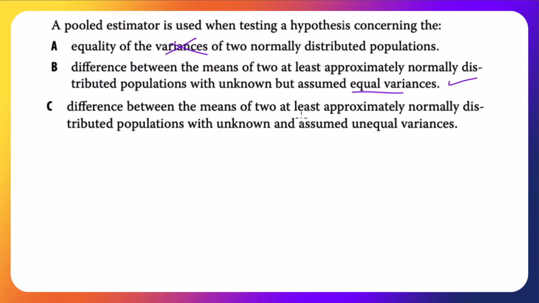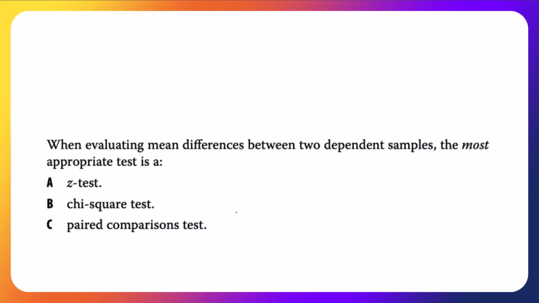Differences between the means of two at least approximately normally distributed populations with unknown and assumed unequal variances. No, we did not look at the case of unequal variance. There is a case of differences between means with unequal variances. We just didn't look at it. When evaluating mean differences, this is not a difference of means, this is mean differences now. That's the D statistic, right? We calculate a D statistic for the difference.